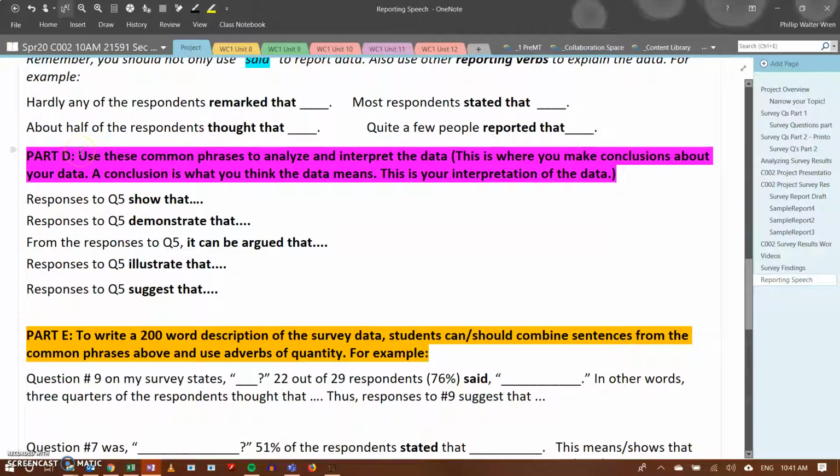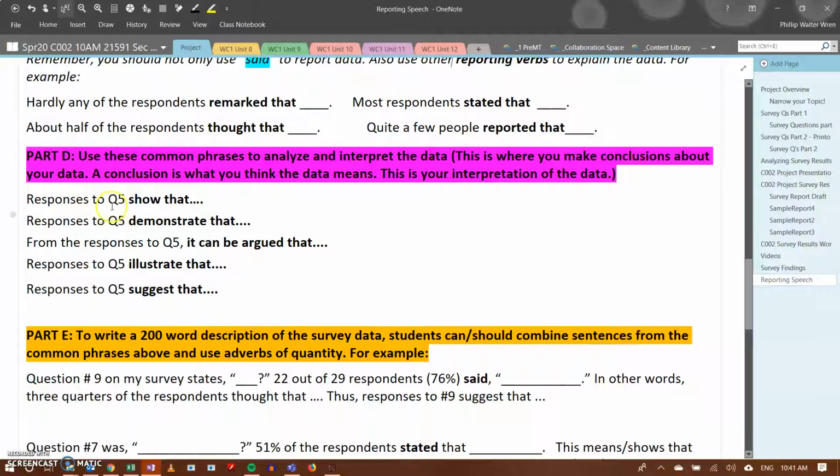Part D. These common phrases are used to analyze and interpret your data. This means this is where you make conclusions. It's what you think the data means. It's your interpretation of it.